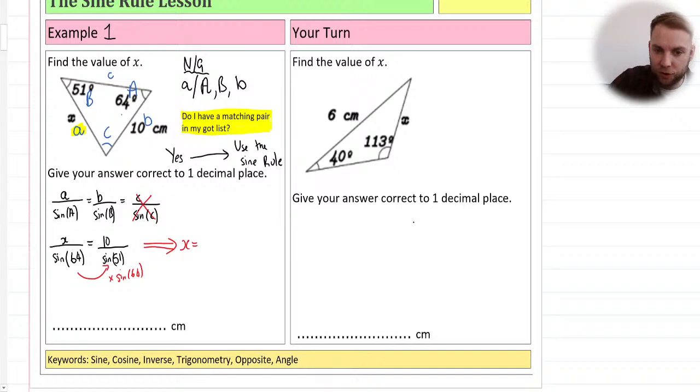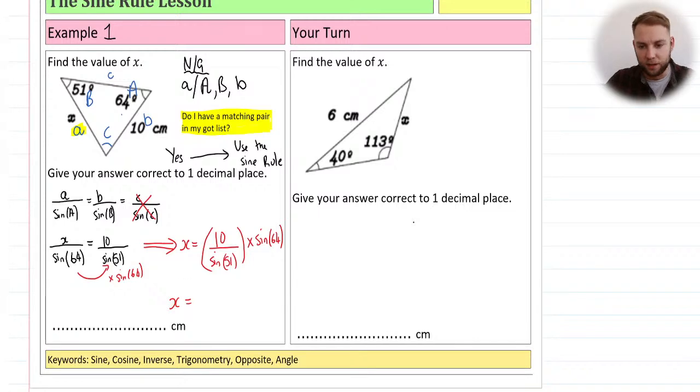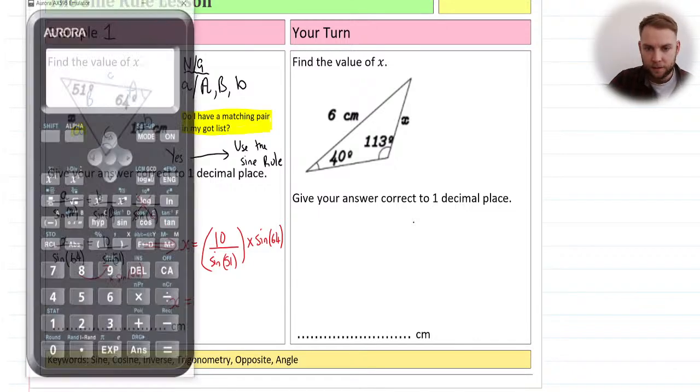X is equal to 10 over sine of 51 times by sine of 64. And then we can work out what that is on our calculator. So let's do that on our calculator over here.